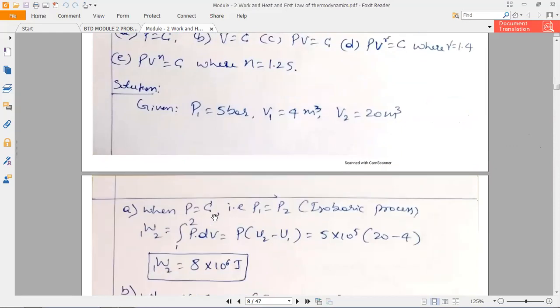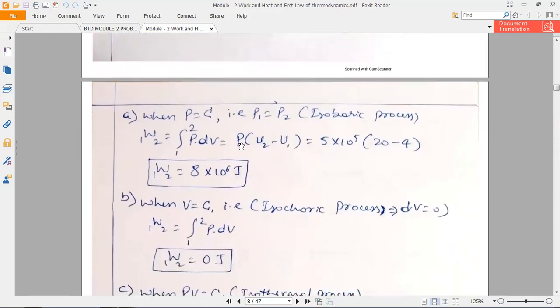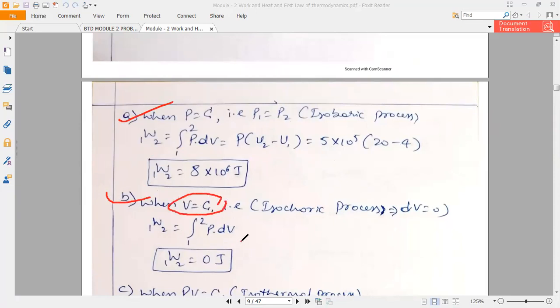Now, when P is constant, that is P1 is equal to P2, that is an isobaric process, the first process for this condition, the A. We know the equation is work 1 to 2 is integral of PdV, which equals P into V2 minus V1. Already we know the final volume and the initial volume. Substitute it here and obtain work 1 to 2 is equal to 8 into 10 to the power of 6 joule. This is the work obtained by this condition. For the second condition, we know the work done during constant volume is 0 joule.